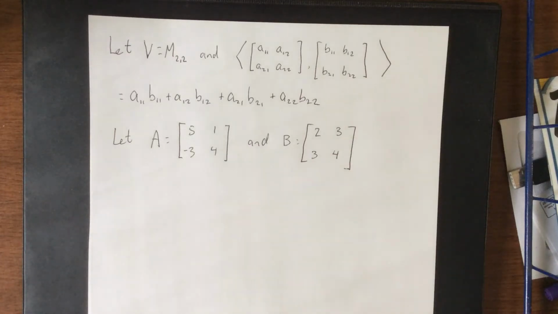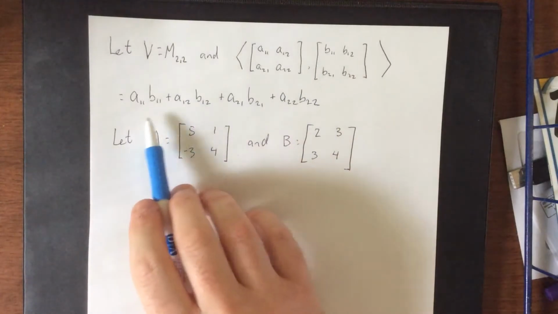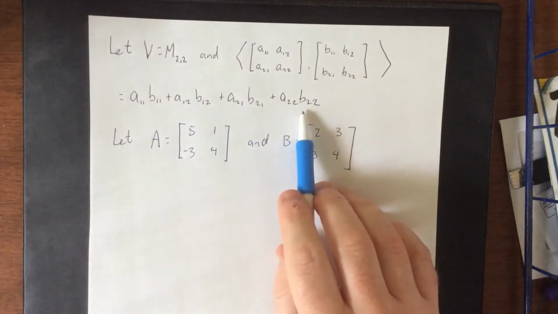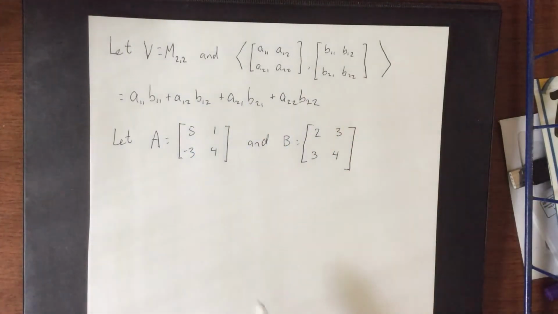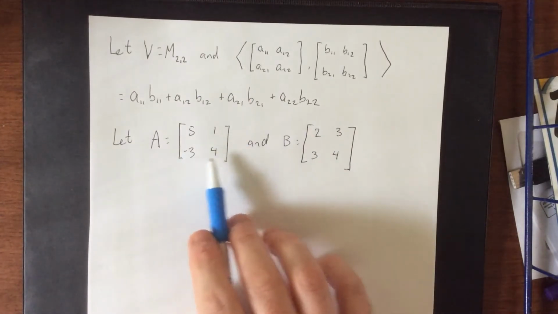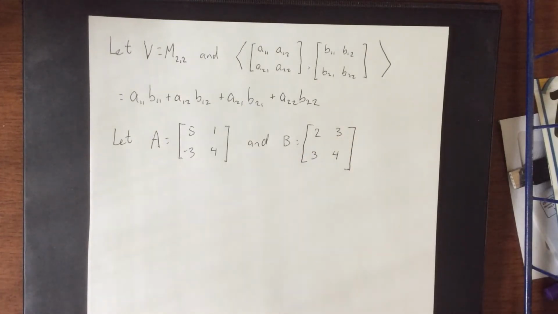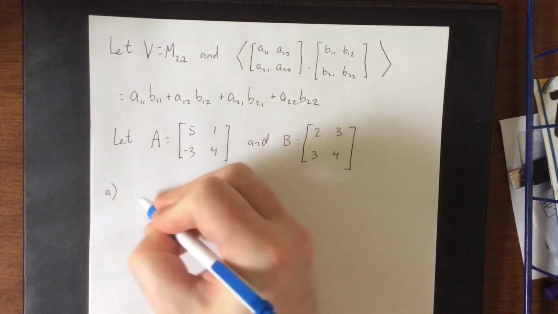In this example, we're going to take a look at an inner product on the set of 2 by 2 matrices, where the inner product of two 2 by 2 matrices is simply going to be multiplying the corresponding entries together and then adding them all together. Here we're going to define two matrices as A being 5, 1, negative 3, 4, and the matrix B being 2, 3, 3, 4. We're going to find a couple things using this inner product.